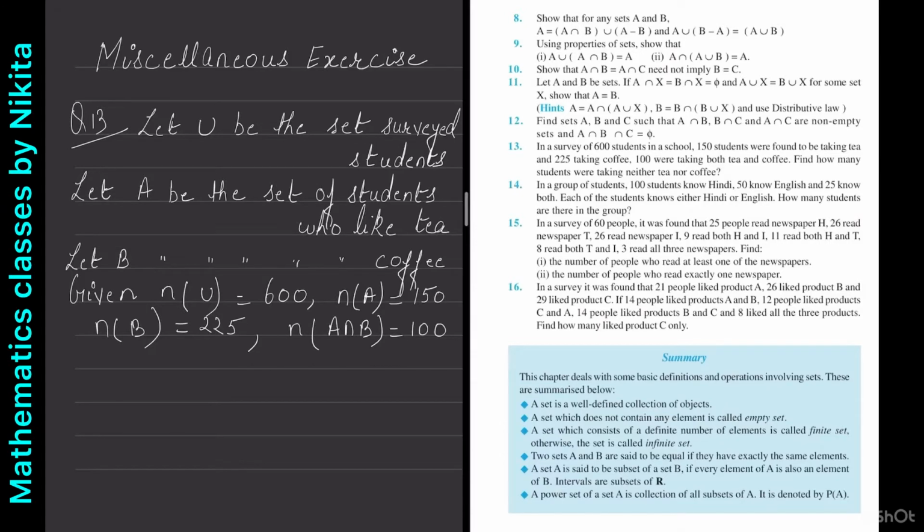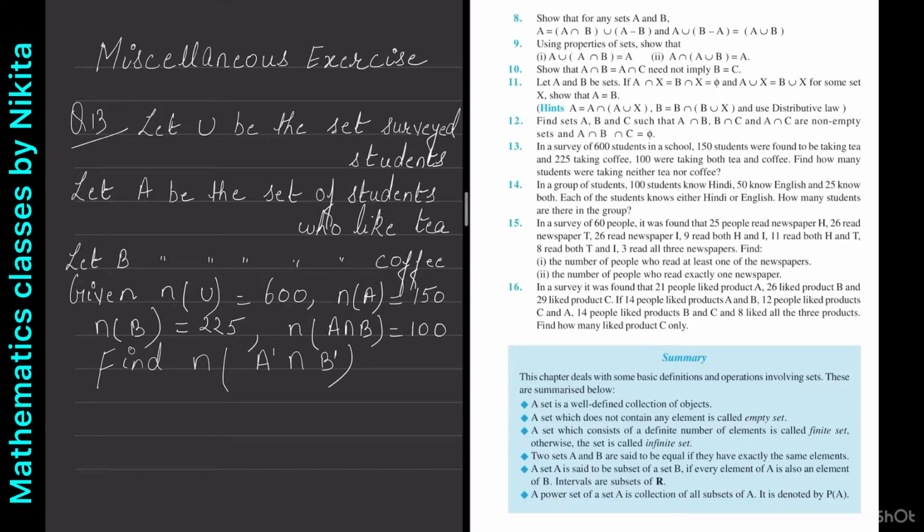Wherever 'and' is used and 'both' is used, that means there intersection is being talked about. And you have to find how many students were taking neither tea nor coffee. So what you have to find? We have to find the number of students who are taking neither tea, meaning A complement, nor, so nor means and of the complements, intersection with B complement. You have to find this.